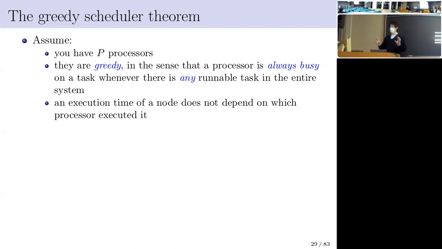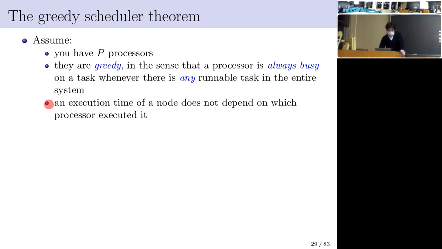So in very intuitive terms, all processors try hard to find a task to work on. And whenever there is one runnable task, some processor will pick it up and work on it. Well, this is the definition of the greedy scheduler. Generally speaking, this is what naturally happens when the processors try to do something useful as much as possible, right? So this is the second assumption.